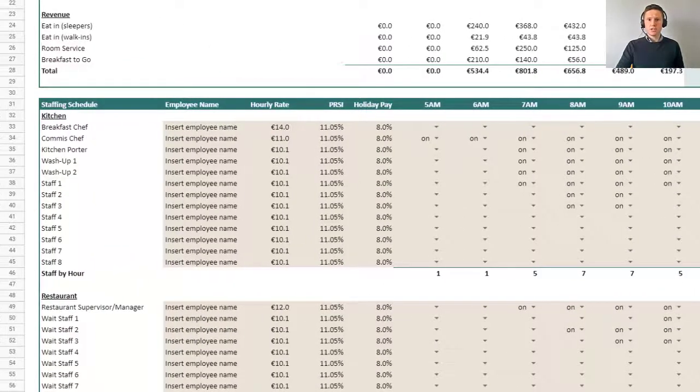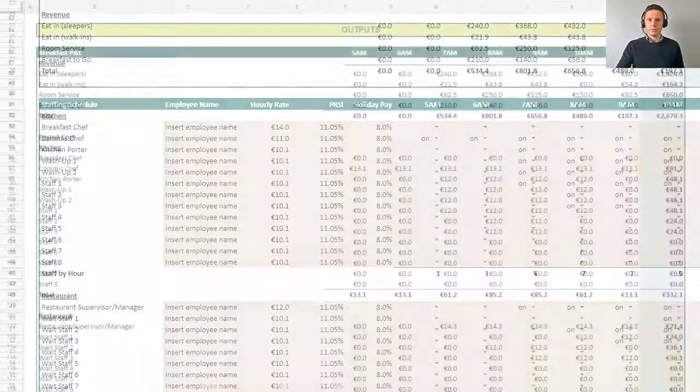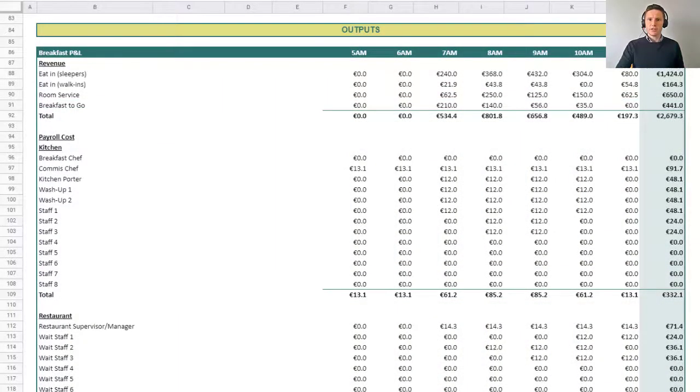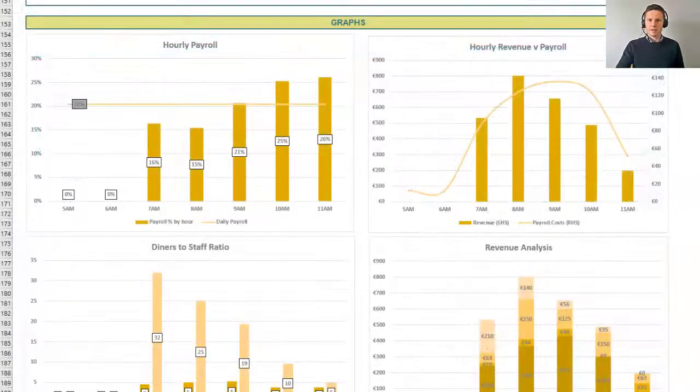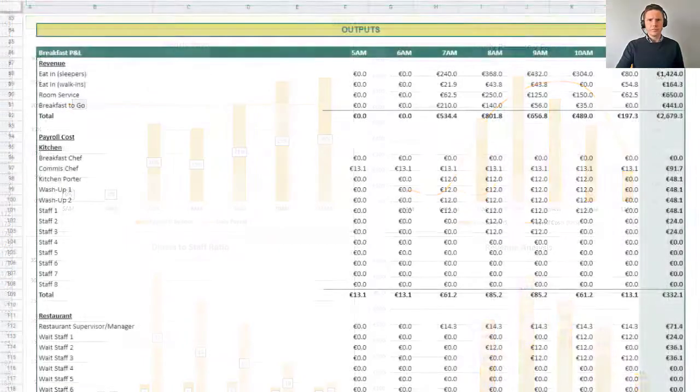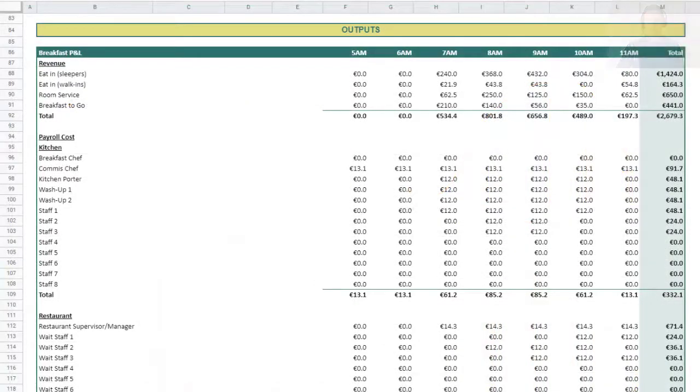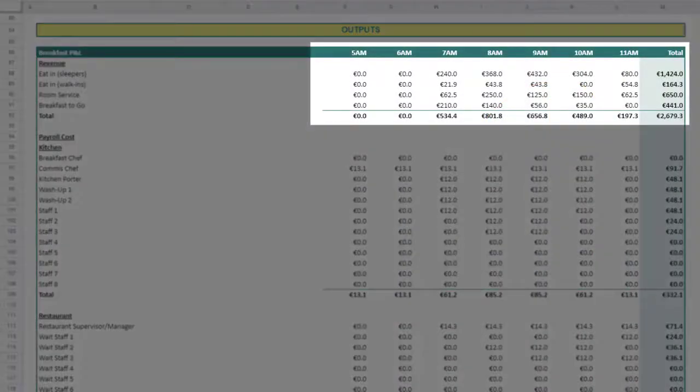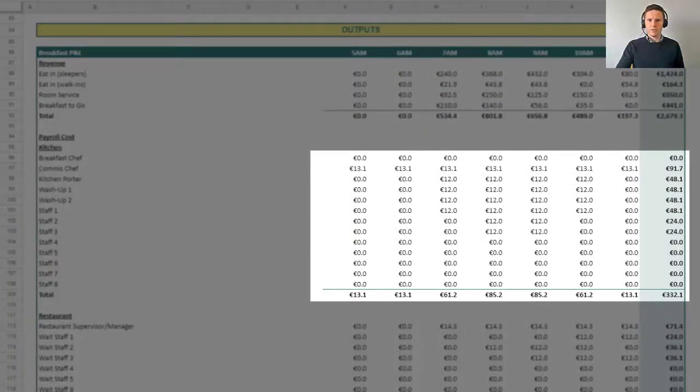Once you are satisfied that you have input all necessary data, the rest of the model will auto-populate and provide output information for you to review. The information is provided in two forms: a standard tabular analysis akin to a snapshot P&L, and a graphical analysis of the same information, which provides a visual alternative. The tabular analysis outlines revenue by hour and guest type here. Equivalent payroll costs are shown by employee below the revenue lines.